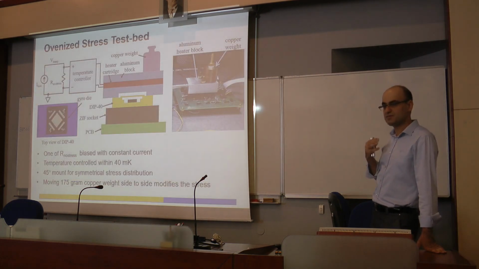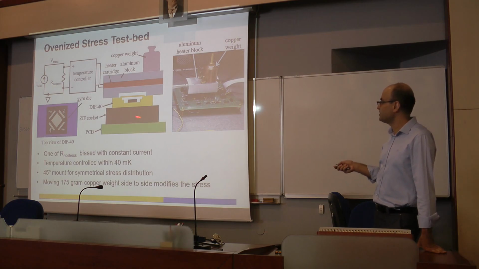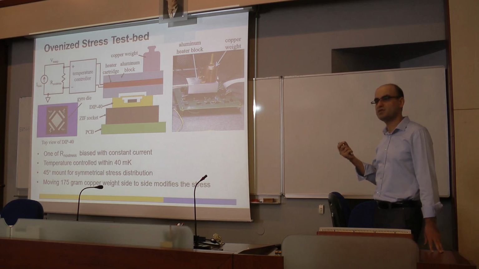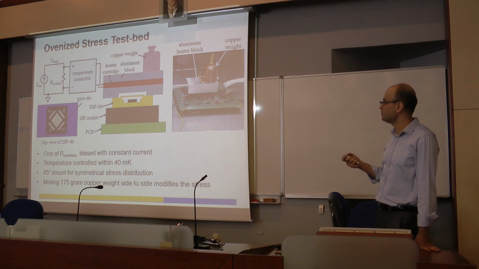And in order to make things better, let's get rid of the temperature. So we have a temperature setup here. This is how it looks. This is my PCB. I have an aluminum block. A heater comes into this aluminum block. And I have 4 stress sensors in the device. I'm using one of the resistors for temperature sensing. The temperature controller looks at that for temperature control.